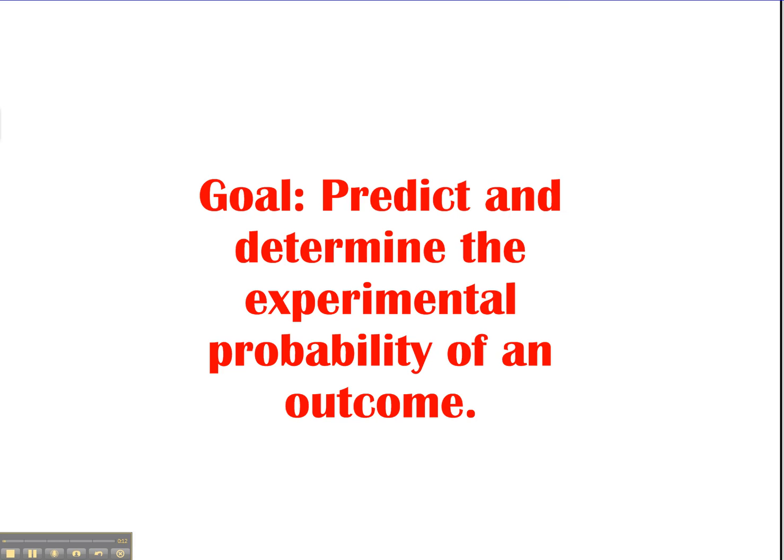Our goal for our lesson today, which can be found on page 326 of your textbook, is to predict and determine the experimental probability of an outcome. This lesson is important because it's going to introduce you to a term called experimental probability. It's one of the important terminologies that you need to understand in this unit.